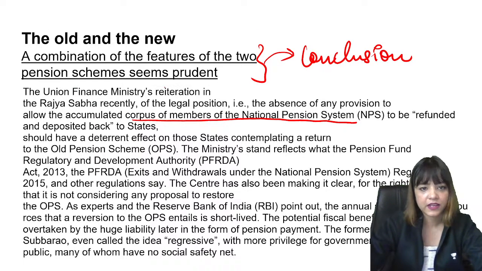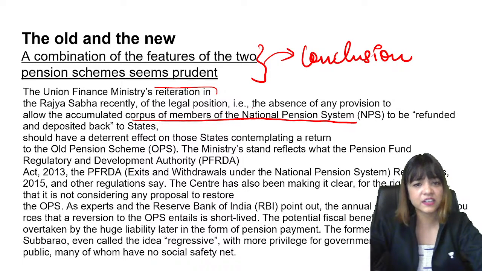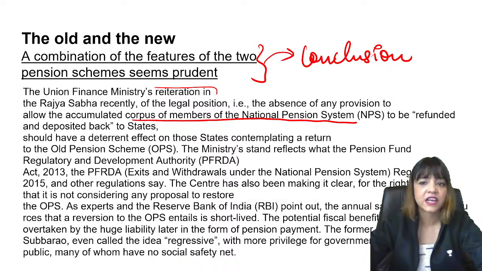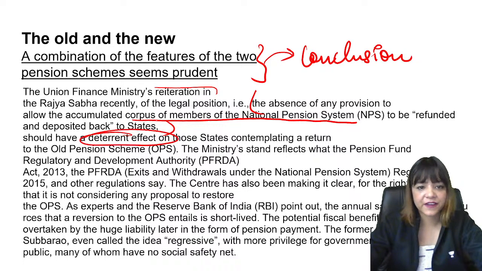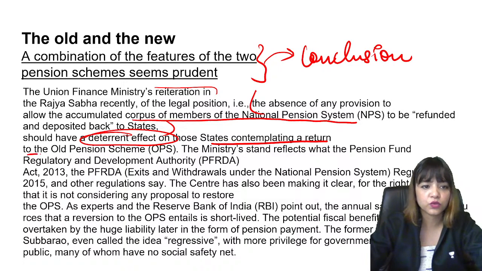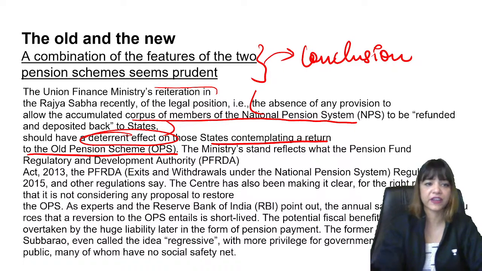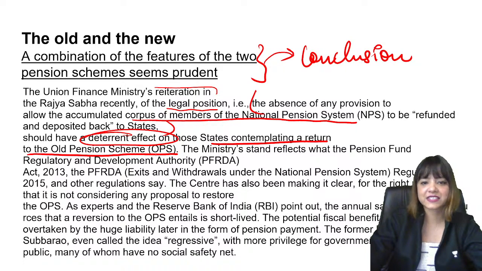So this reiteration, this emphasis again on the legal position, that is the absence of any provision to allow the accumulated corpus of members of NPS to be refunded and deposited back to the state. For whom is this action a deterrent effect? States contemplating a return to the old pension scheme. So if states are contemplating going back to the old scheme, what will this reiteration by the Union Finance Ministry, this legal position method they are talking about, do? It makes it fruitless. Basically it will worsen the situation, it will have a bad effect on this contemplation.